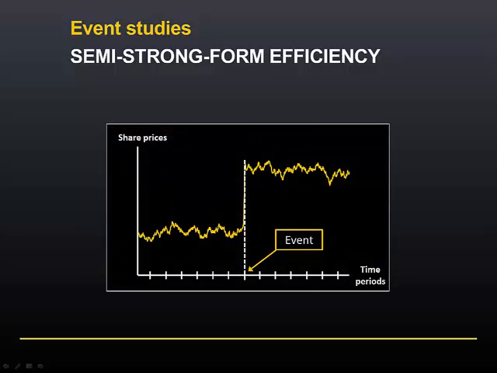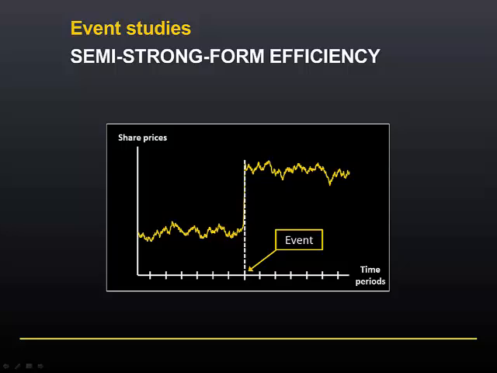We saw this diagram in a previous module, and this is an example of semi-strong form efficiency. The share price is moving along with minor variations but no significant upward or downward trend. Then an event occurs, which means the release of some kind of information, and there's an instantaneous change in the share price to a new price that reflects the information.